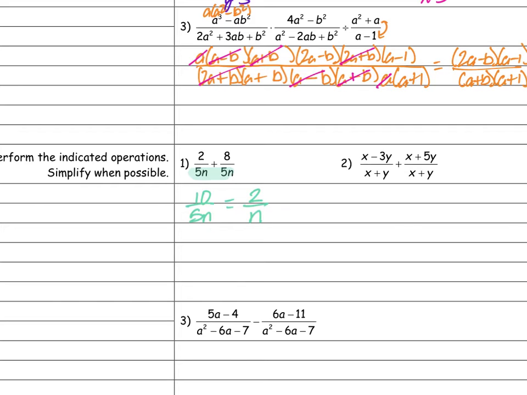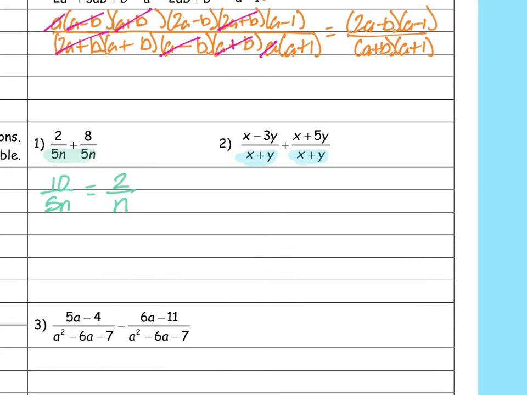Are there any questions about that one? Or how we add yet? Okay. Then if I go to the next one, my denominators again are the same. I have x plus y and x plus y. So that means I'm just going to combine my like terms in my numerator. So I'm going to get, let's see, x plus x is 2x, and negative 3y plus 5y is plus 2y, all divided by x plus y.